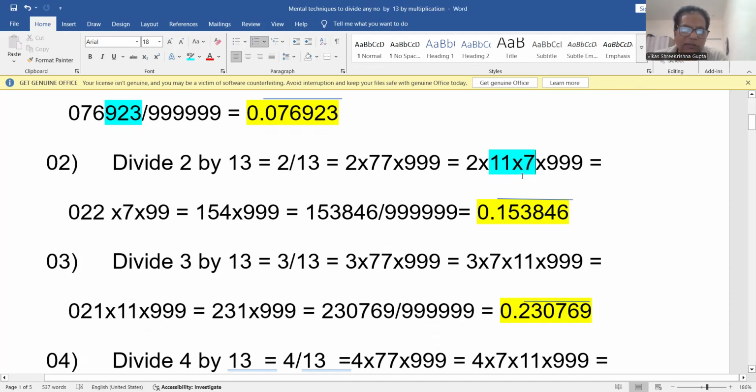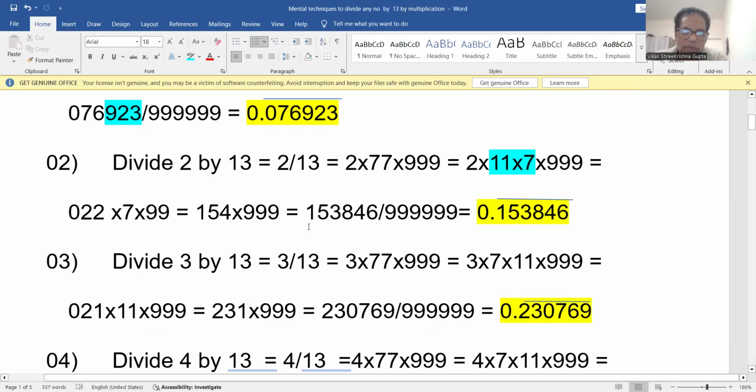So 2 into 7 is 14. And then multiplying 14 by 11 gives 154. So 154 into 999: again I write 1 less than 154, that is 153.